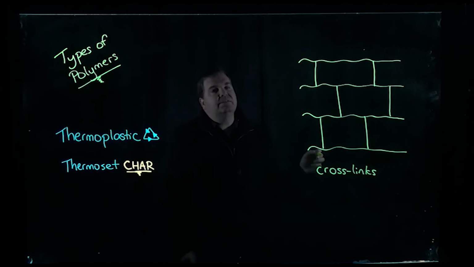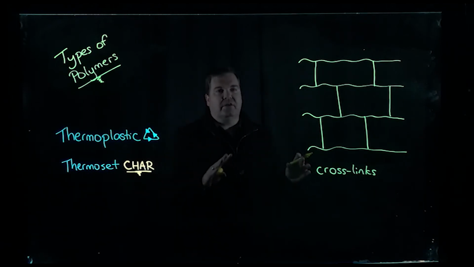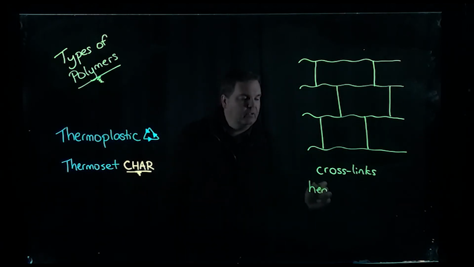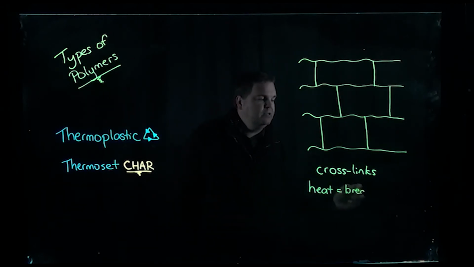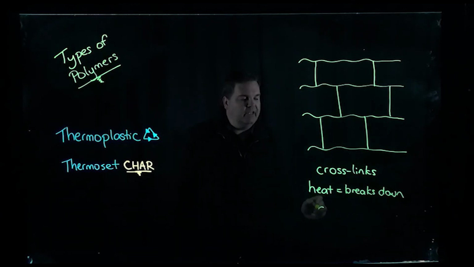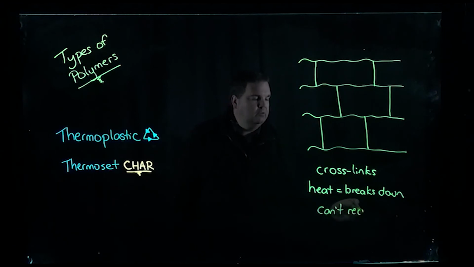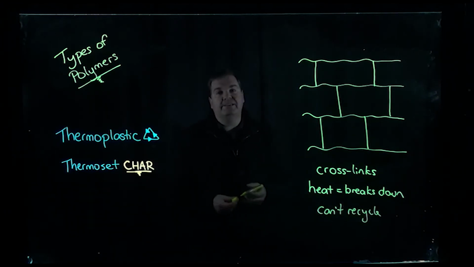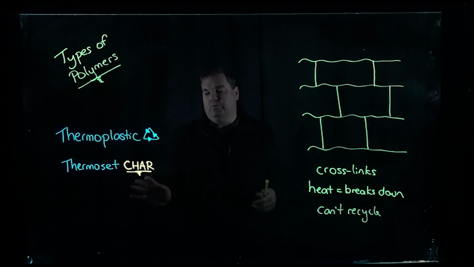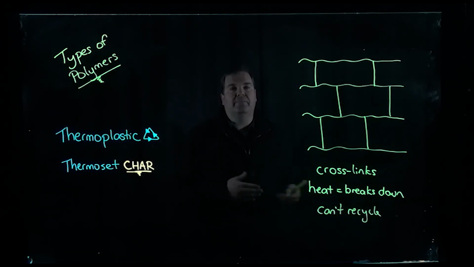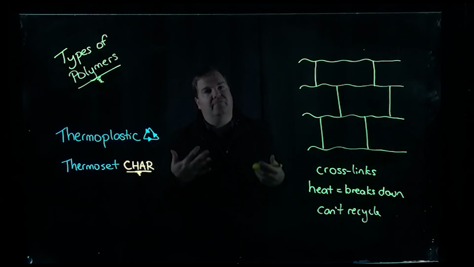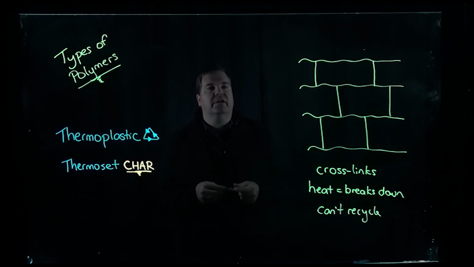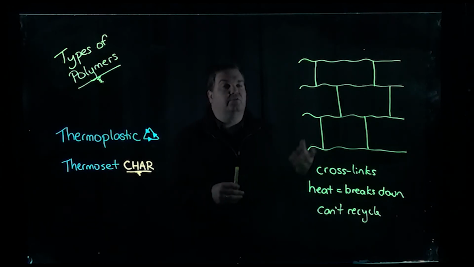Now what that means is that these can't be recycled. So when you heat this, okay, it basically just breaks down. So it doesn't go runny, you can't remold it, okay, so you can't recycle. If you've ever melted a plastic and it just starts going black, that's called charring. That means it's a thermoset polymer, okay. Now these generally tend to be slightly stronger, have a little bit higher melting points, okay, but they can't be recycled, so that's the downside of them.